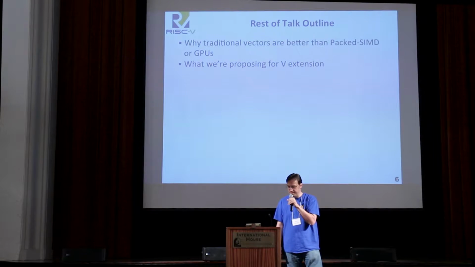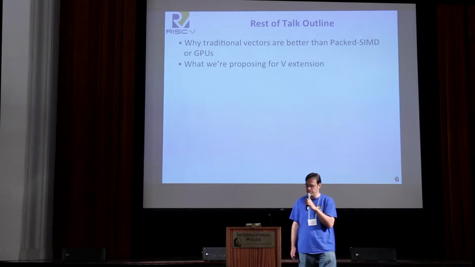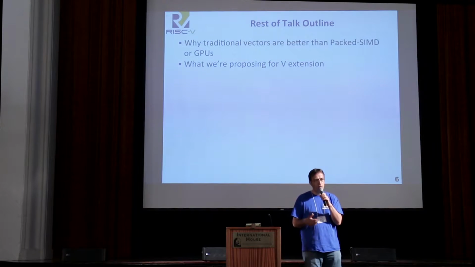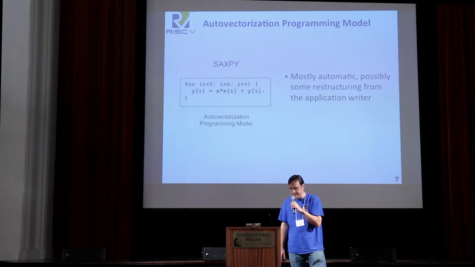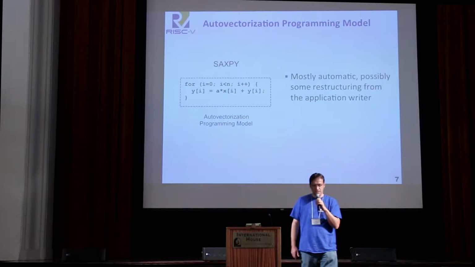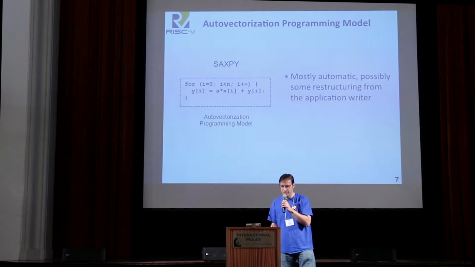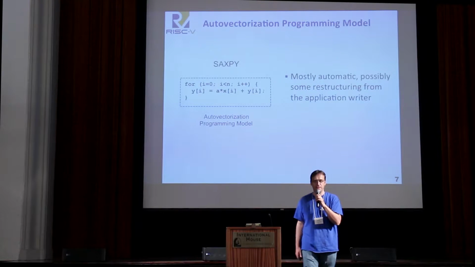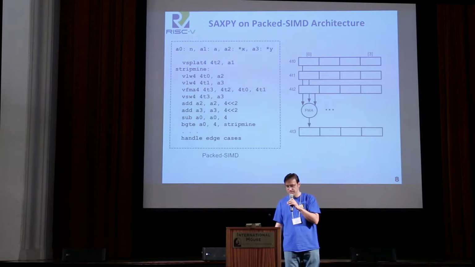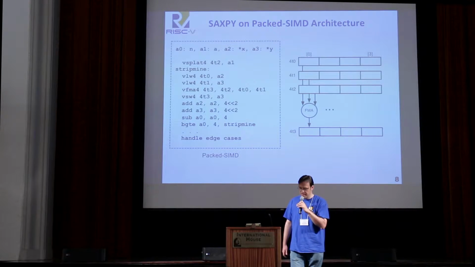So for the rest of the talk, I'm going to go over quickly again why traditional vectors are better than packed SIMD or GPUs, and then specifically what we're proposing for the V extension. So I'll start off with a little example, which is this SAXPY code example written in a way you would program a machine that had auto-vectorization. So you just write the loop, maybe with an annotation possibly, and then it just gets automatically vectorized for you. Okay. Now, if you're doing this on a packed SIMD architecture, this is kind of what the code looks like. So I'll just step through this assembly code here for a mythical packed SIMD machine.